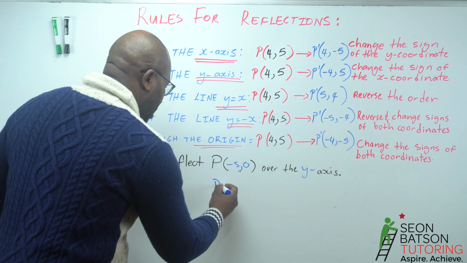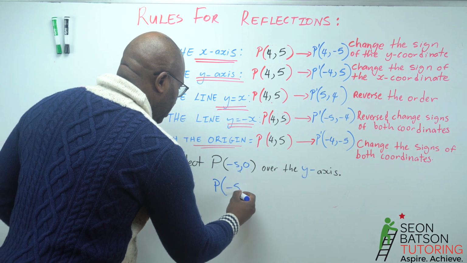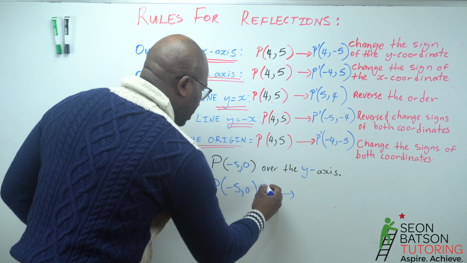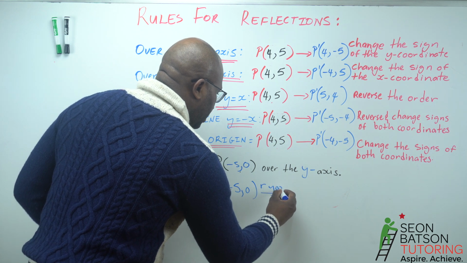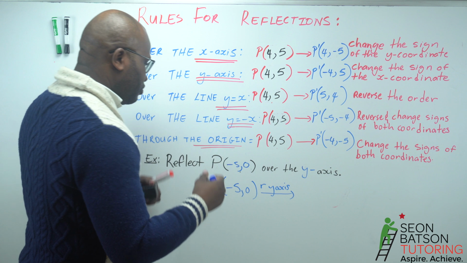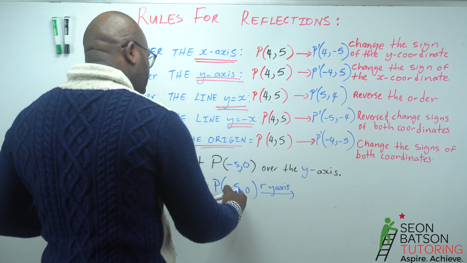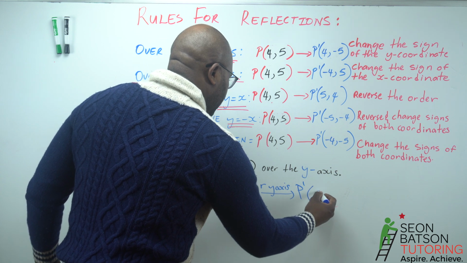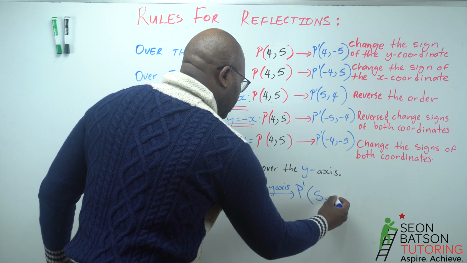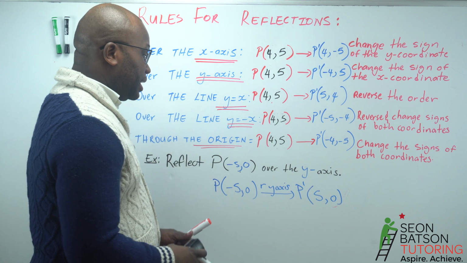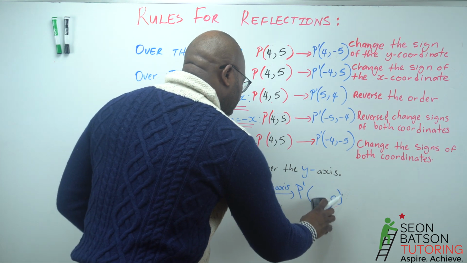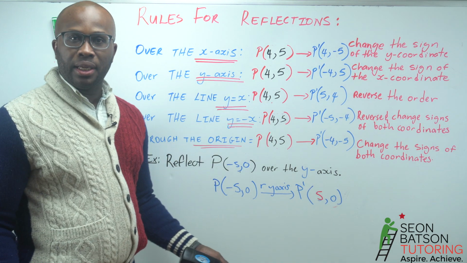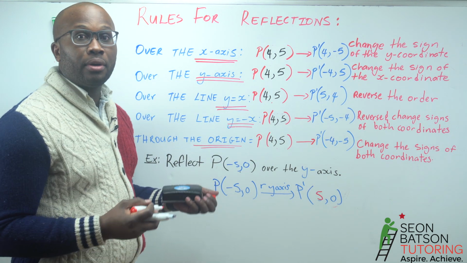So, let's put back our original point, negative 5, 0. And we're going to reflect it over the y. And the rule says when we reflect over the y, only the x-coordinate changes. So our new image becomes 5, 0. Yeah? So all I did was change the sign of the x-coordinate. That's it. Pretty simple, yeah? All you have to do is remember the rules.